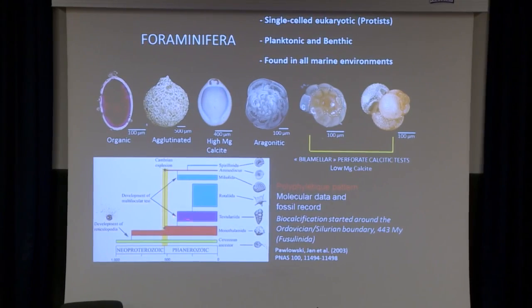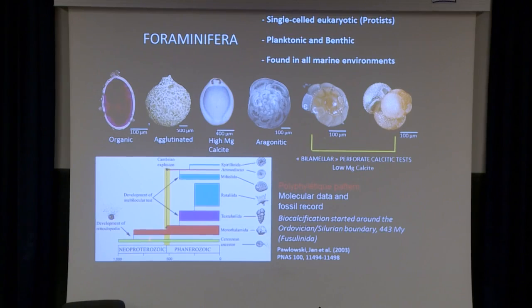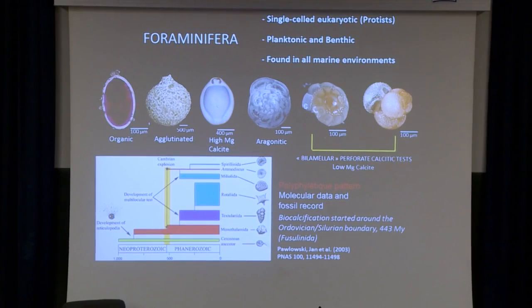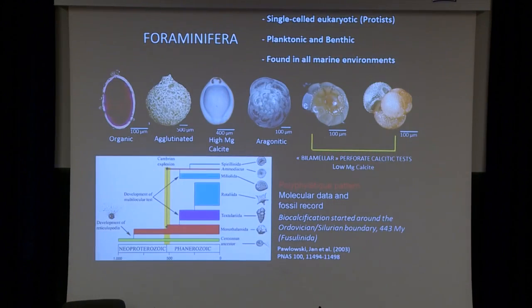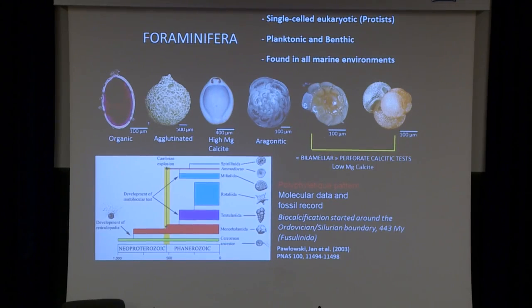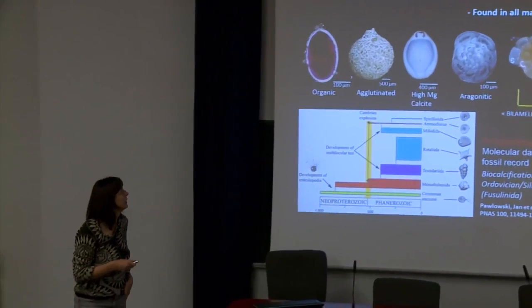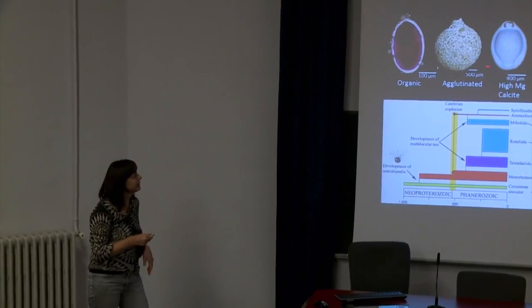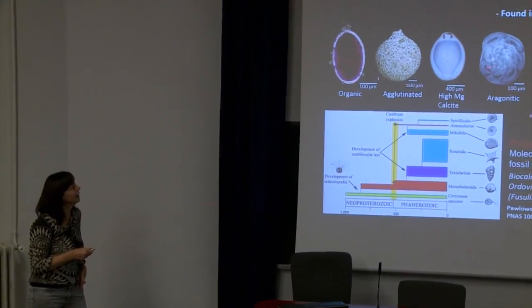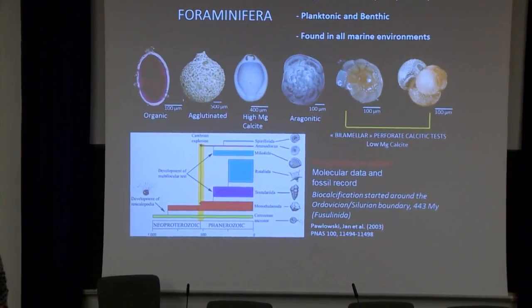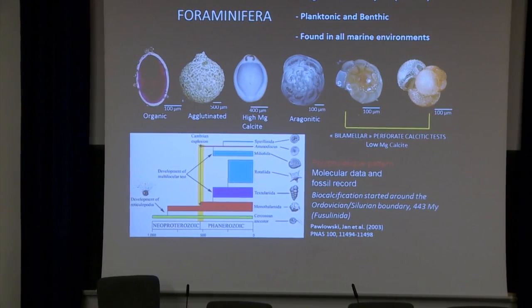They first occurred very deep in geological time, probably in the Precambrian, with very simple, naked organic shells. Then during evolution, they experimented with very different kinds of biomineralization. You can see agglutinated, high magnesium calcite, aragonite, low magnesium calcite, and also, during the Cenozoic, silicate, etc.